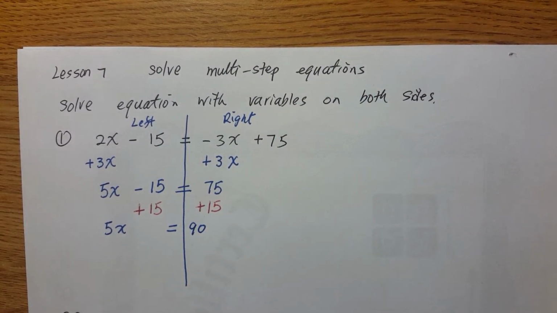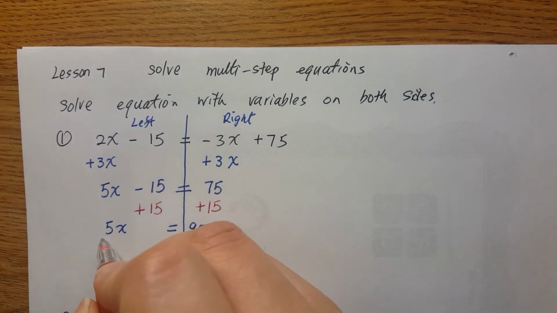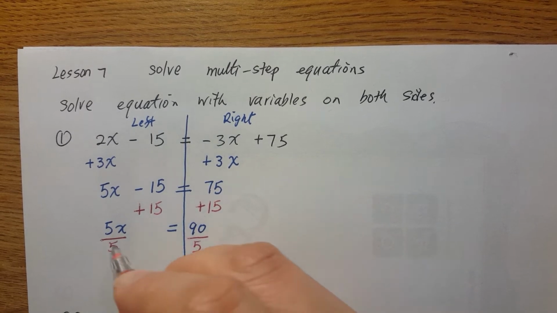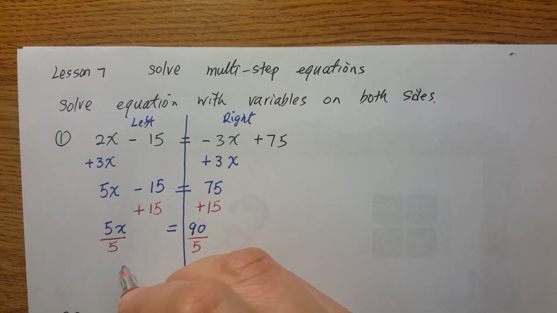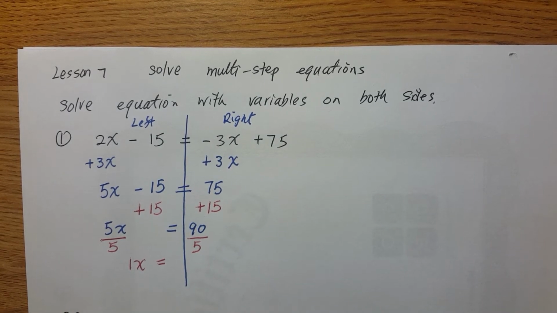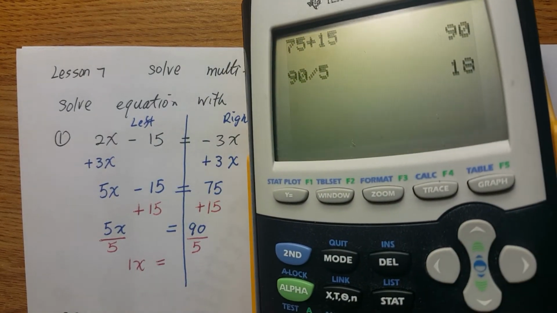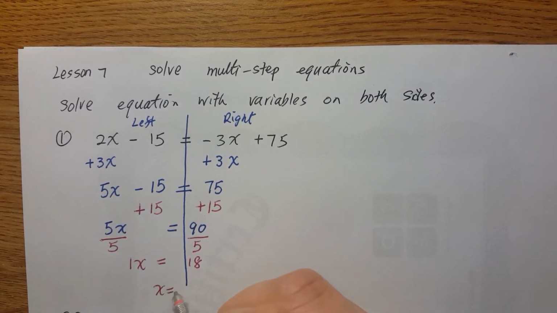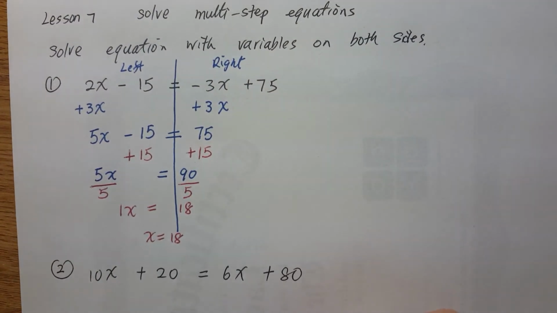Now 5x equals 90. 5x means 5 times x, so we have to do division. 5 divided by 5 and then 90 divided by 5. 5x divided by 5 equals 1x. 90 divided by 5 equals 18. So therefore 1x equals 18. That means x equals 18. So we finished question number 1.